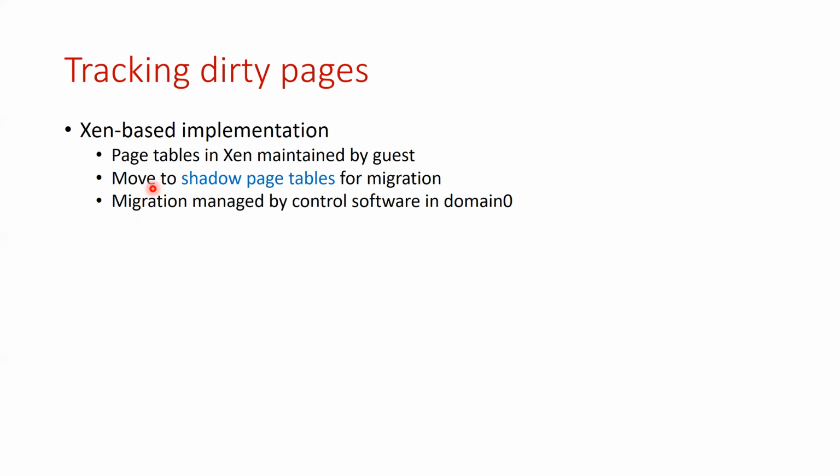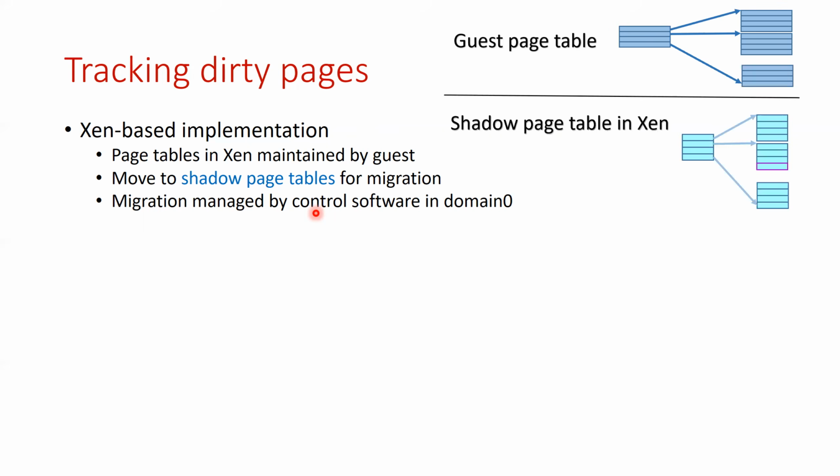But during migration, Zen will shift to using shadow page tables because you need to track what pages are dirtied and so on. All the migration logic is managed by software running in domain 0. So instead of guest page tables, you will use shadow page tables in Zen. If you remember, we had seen that shadow page tables were used when hardware support was not available. For example, VMware Workstation used shadow page tables. So we discussed this idea before. This is a higher overhead than just keeping the page table in the guest itself. But during migration, Zen will use shadow page tables.